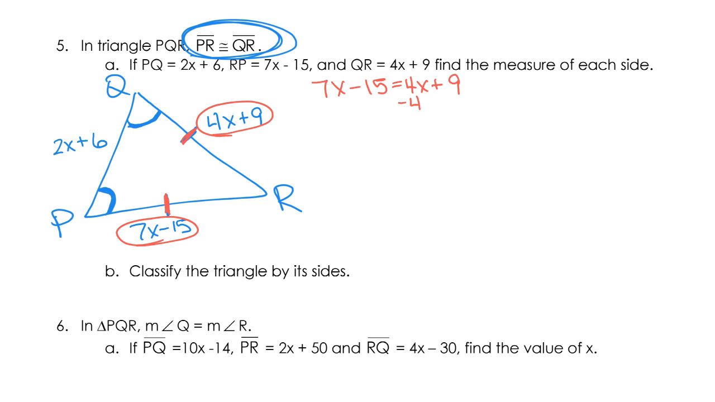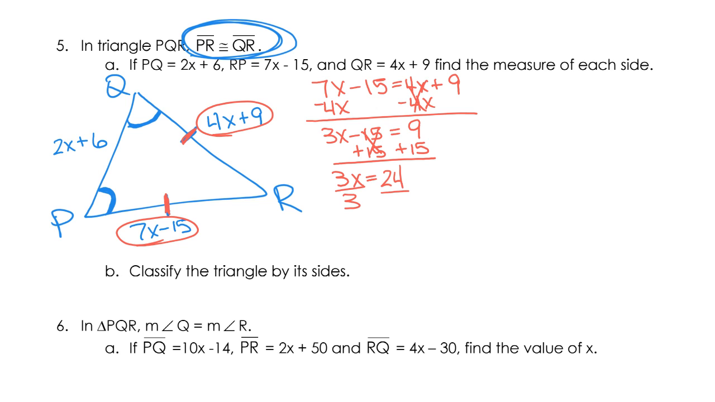We're going to go ahead and subtract 4x. And we end up with 3x minus 15 equals 9. Add 15. And we end up with 3x equals 9 plus 15, which is 24. And we're going to go ahead and divide by 3. And x comes out to 8.